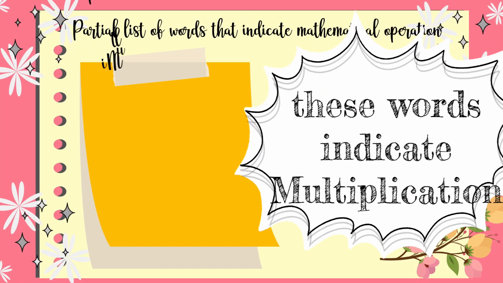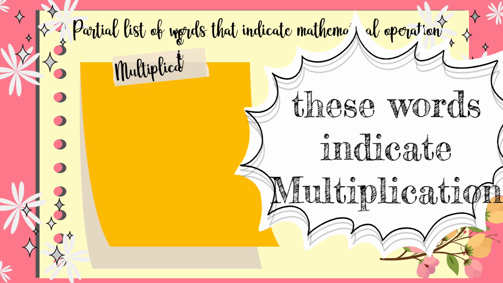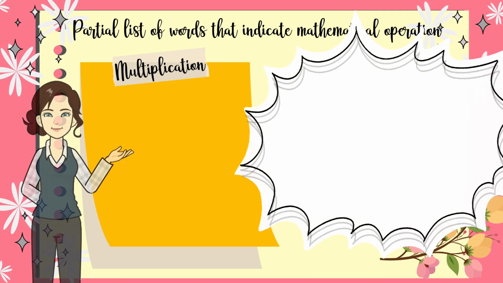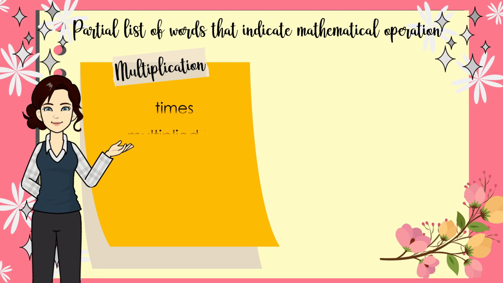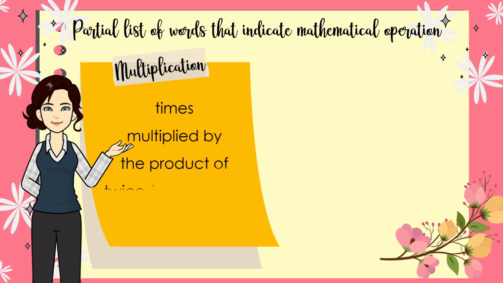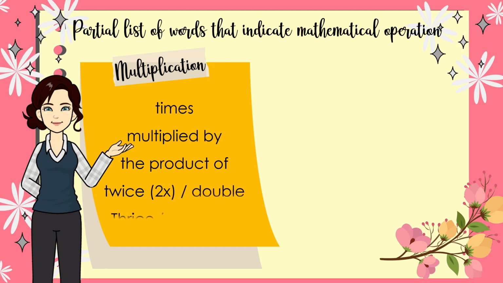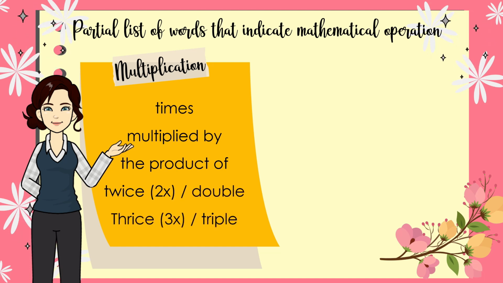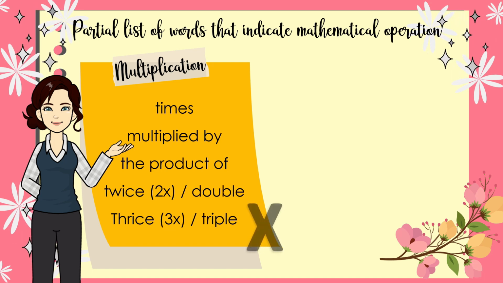Here are the words that imply multiplication. So, pag nakita natin sila, multiplication yung magiging process natin. So, ano-ano na yung mga words na yon? We have times, multiplied by, the product of, twice for 2 times or double, thrice for 3 times or threefold, at marami pang ibang words.